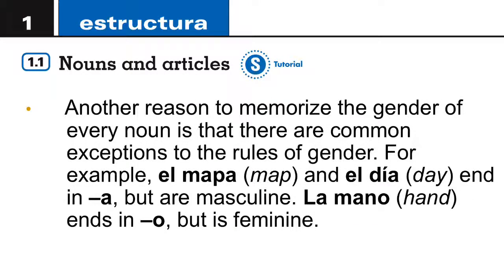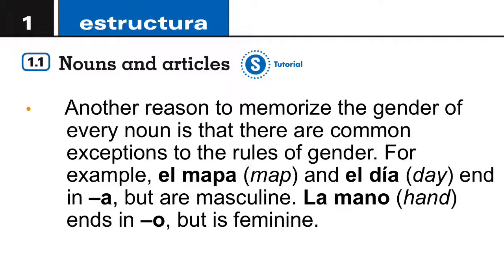Another reason why we memorize the gender of every noun is that there are common exceptions to the rules of gender. For example, el mapa, which means map, and el día, which means day, end in A. However, they are masculine. Why are they masculine? Can you guys tell me why they're masculine?